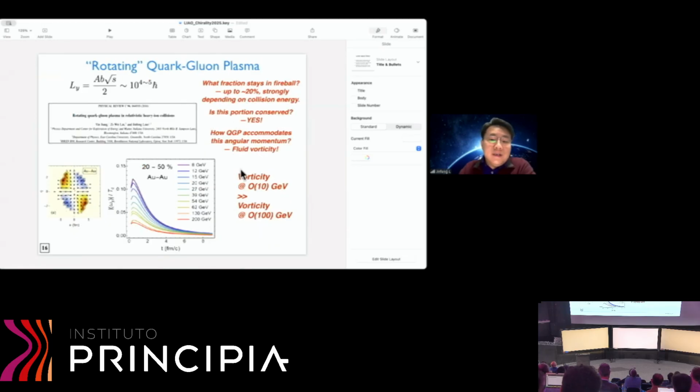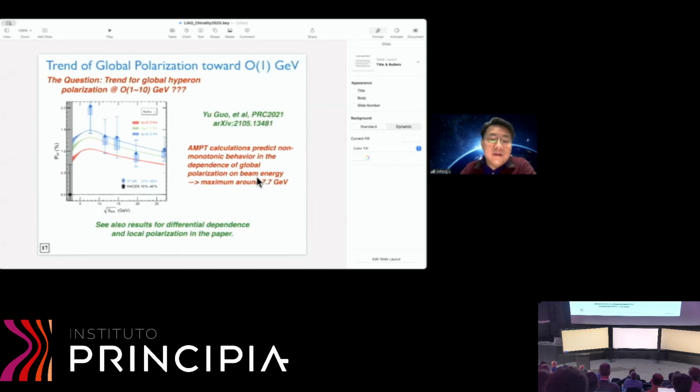Okay, so almost some 10 years ago, we did some simulations. One thing we found as a surprise is that the vorticity at the 10 GeV range is much bigger than the vorticity at the 100 GeV range, for a number of reasons, which I'll come to later. But the short thing is that, if you want to look for this kind of phenomena associated with angular momentum, you want to go to the low energy domain. And that is exactly what was found by STAR later in their Nature paper.